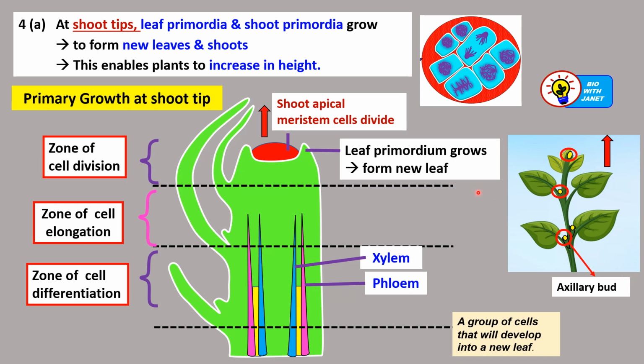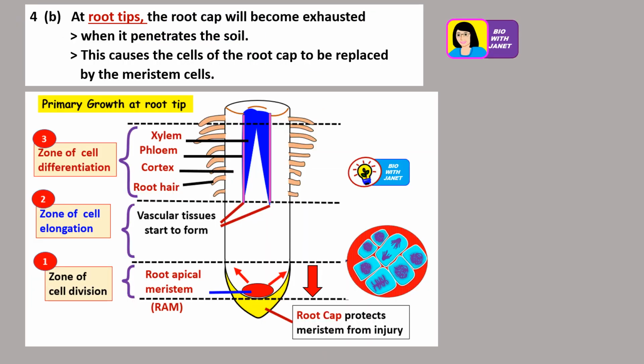So shoot apical meristem cells will divide, and then there'll be differentiation of the cells, and then the leaf primordia and shoot primordia will form the new leaves and shoots. Now at the root tips, the root cap will become exhausted as the root is growing downwards, okay, and as the root cap penetrates the soil. So what's the function of the root cap? The root cap helps to protect the meristematic tissues behind it from injury, okay?